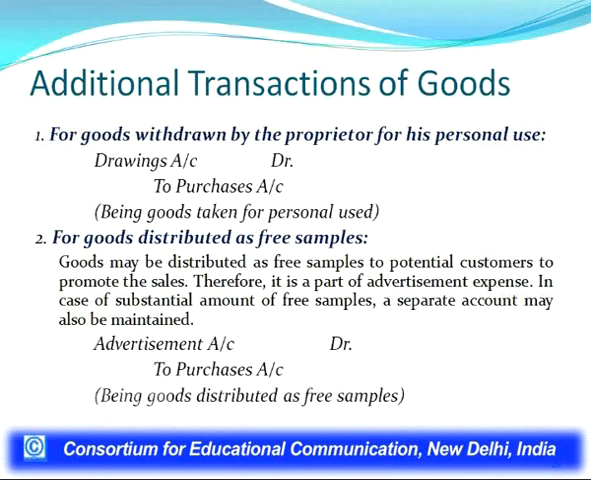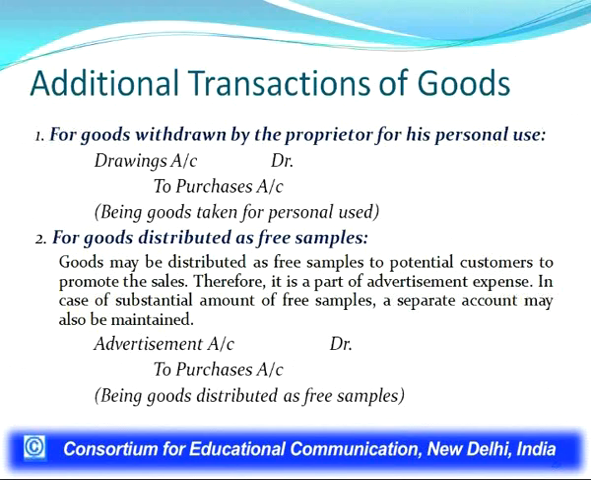Now why has the purchases account been credited? The purchases account is credited because the purchases of goods were made for business purposes only, not for personal use. So any part of the purchases that has been taken away for personal use by the owner is not for business. So the business purchase is reduced, so we credit the purchases account. So the entry will be drawings account debit to purchases account.